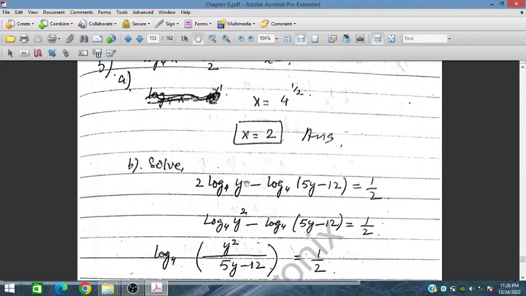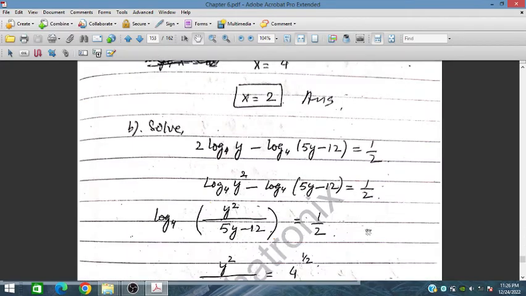In the second part we have to solve 2 log base 4 of y minus log base 4 of (5y minus 12) equals half. So this 2 goes inside, so log base 4 of y squared minus log base 4 of (5y minus 12) equals half. Since this is subtraction, we can write it as division. So log base 4 of y squared divided by (5y minus 12) equals half.